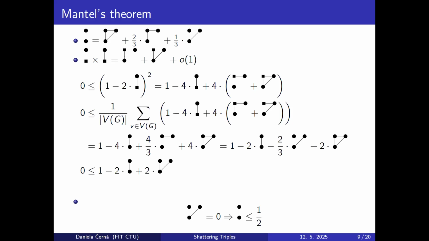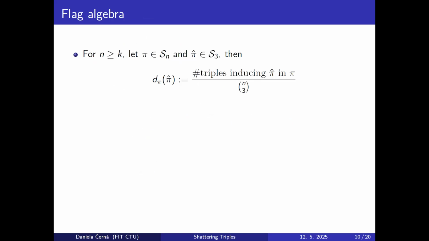So we wanted to do something similar for our case with the permutations. Or are there any questions to that? Okay. We wanted to do something similar for the permutations. So now our density will be something like this. So for a permutation and pattern, we will look at the number of triples that induce the pattern in the permutation and divide it by all possible triples. Of course, we don't want to do it with only one permutation because we have 6 permutations.